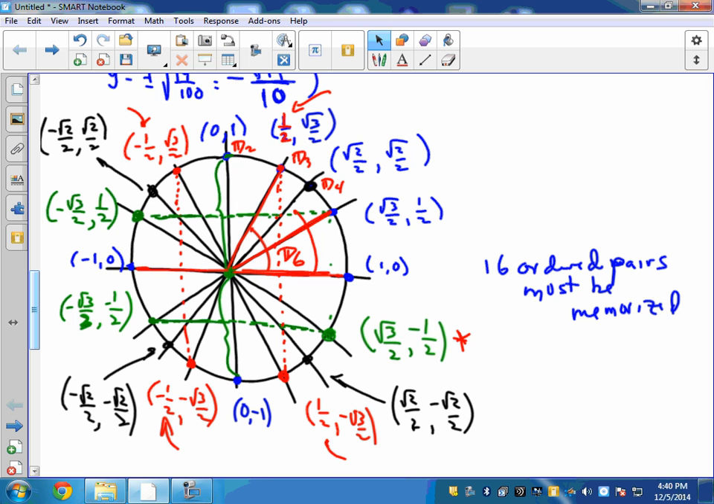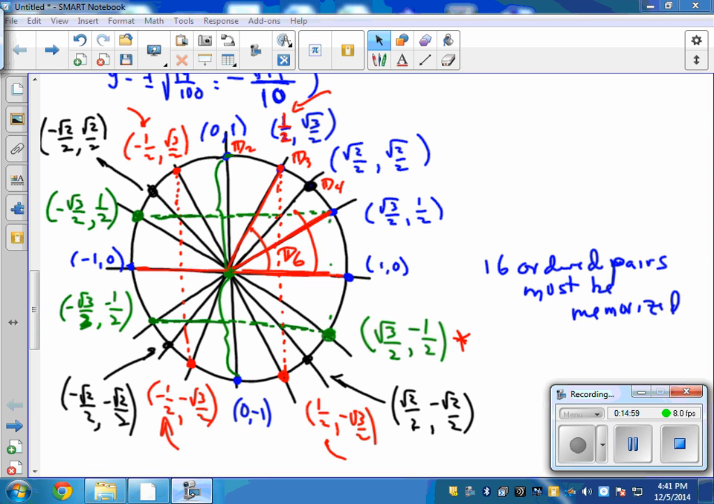So let me go ahead and stop this video here. We'll pick it up again looking at the standard angles, pi over 6, pi over 4, pi over 3, pi over 2, going all the way around, positive and negative, so you can get those with this picture.